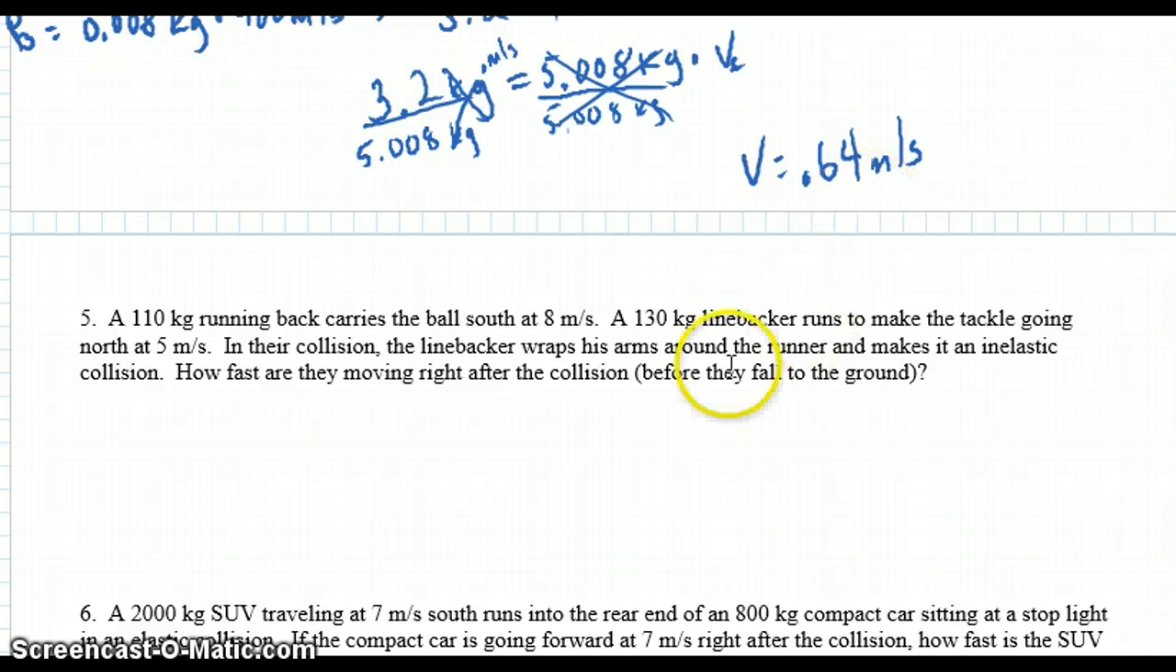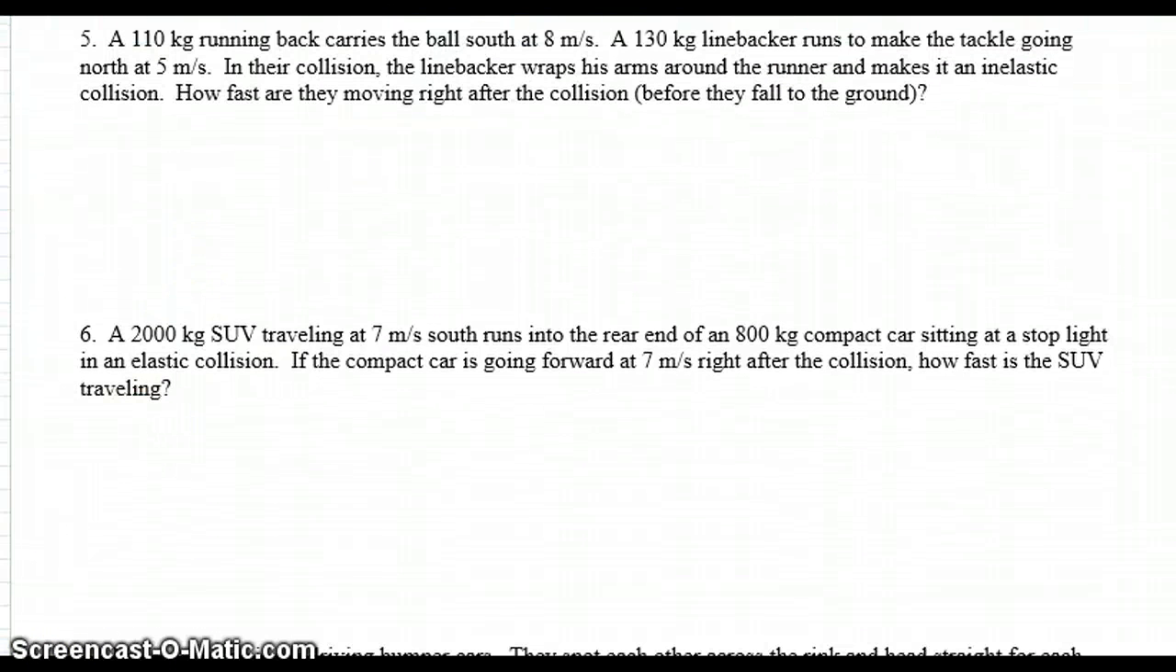All right. Next, a 110 kilogram running back carries the ball south at 8 meters per second. A 130 kilogram linebacker runs to make the tackle going north, 5 meters per second. In their collision, the linebacker wraps his arms around the runner and makes it an inelastic collision. How fast are they moving right after the collision?